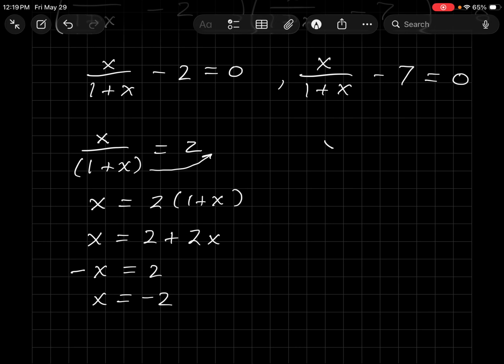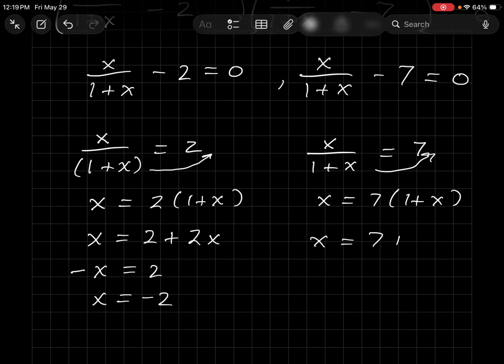Similarly, we can say x over 1 plus x equals 7. Multiplying over, we get x equals 7 times 1 plus x. x equals 7 plus 7x. And then negative 6x equals 7, or x equals negative 7/6.